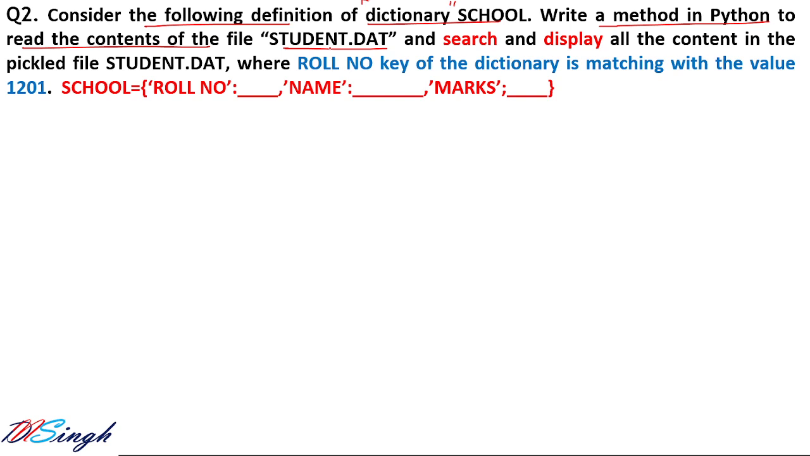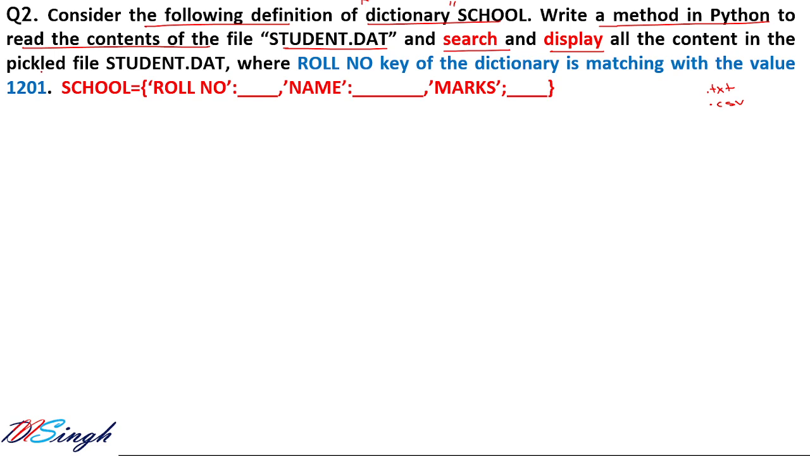Binary files usually have the extension .dat, like text files have the extension .txt, and CSV files have the extension .csv. And the module which should be imported for CSV files is the csv module. For binary files, it is the pickle module. Then we need to write two functions. First one is search, next one is display.